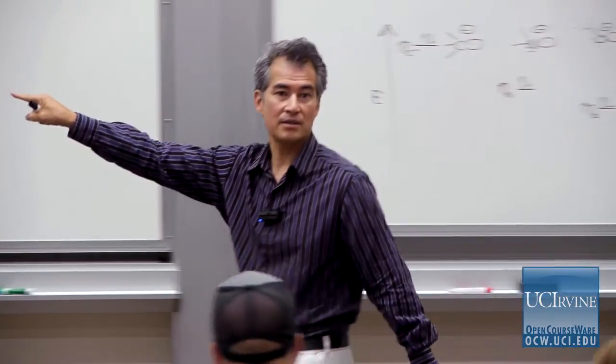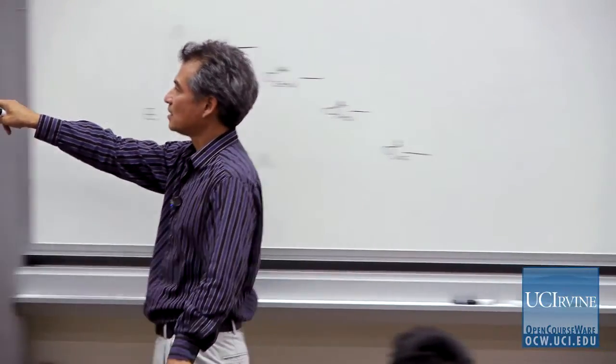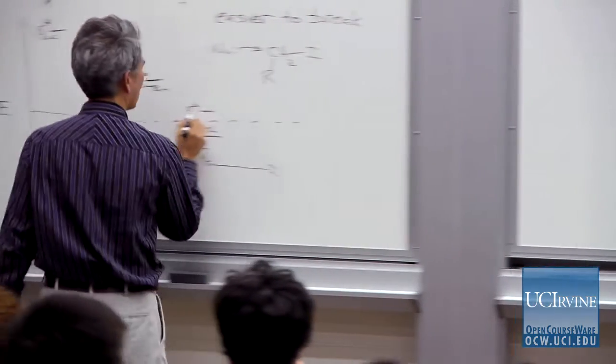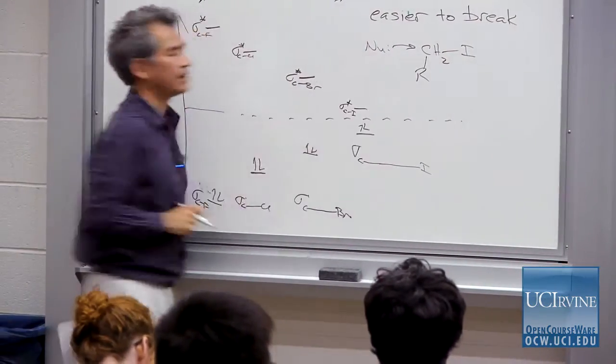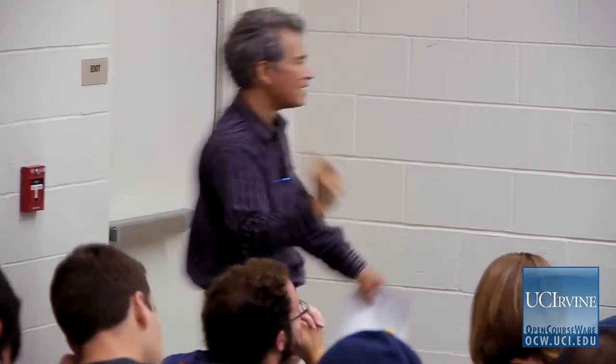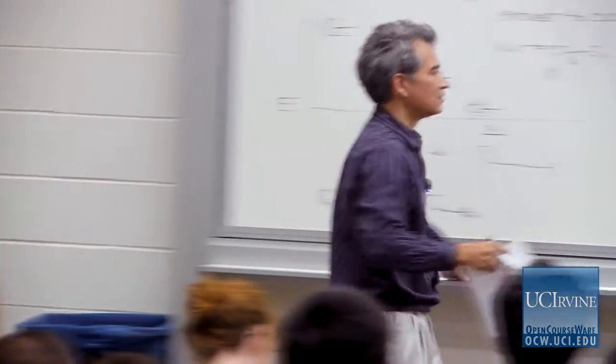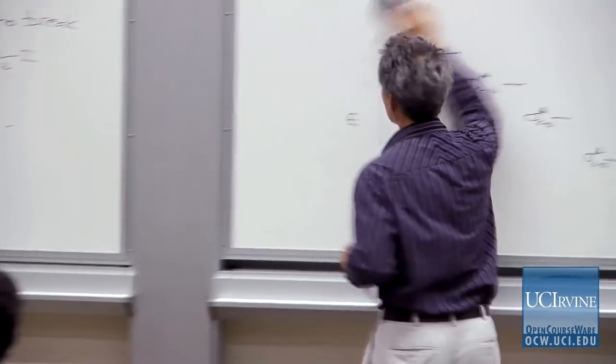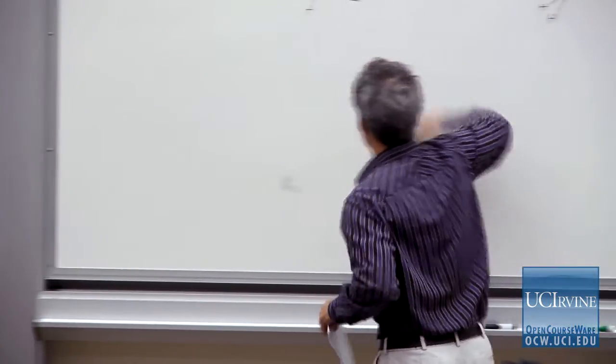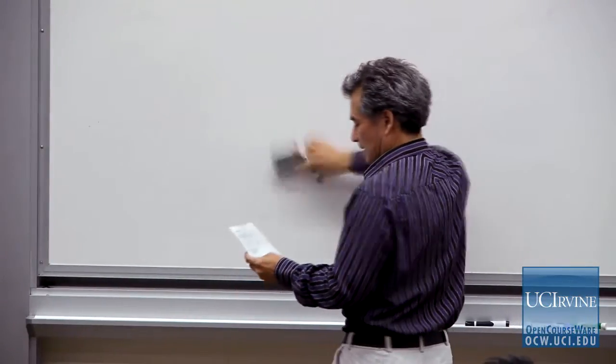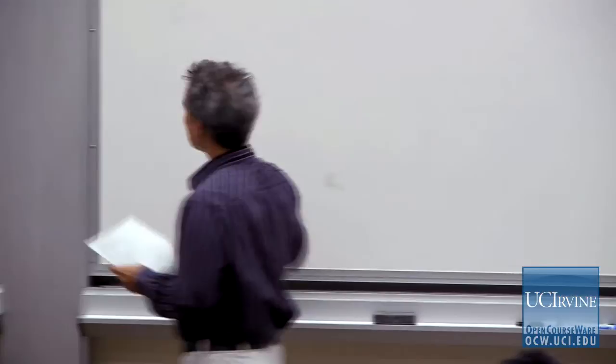This is why it's easier to attack alkyl iodides, because the sigma star orbital for that carbon-iodine bond is lower in energy because the bond is long. And you can take this bond length and apply it to anything you want. Longer bonds are more nucleophilic and less stable. Longer bonds are also easier to break. So let's extend this.